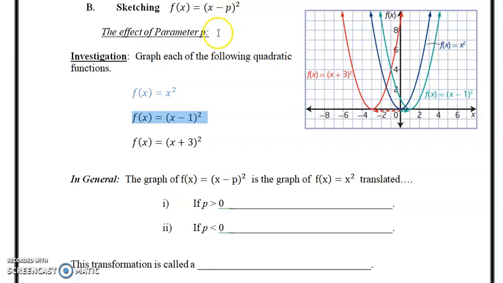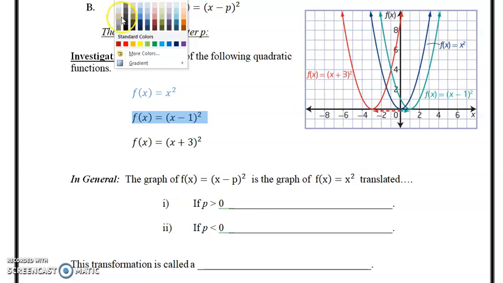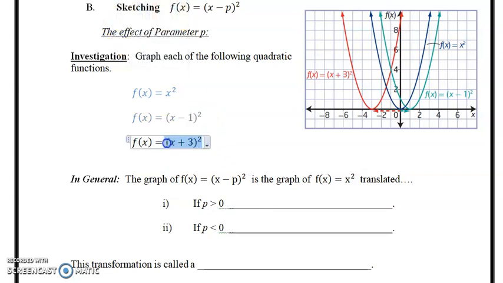Because remember, when we had the vertex form, it's minus p. So it's actually moving to the right one. That would be the gray curve that you see. And then the last one, the red, is plus 3, which means left 3. So the sign is essentially opposite of what you are familiar with.